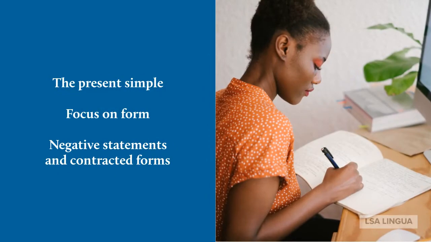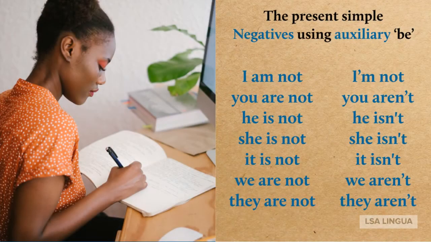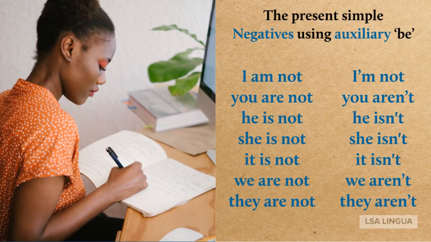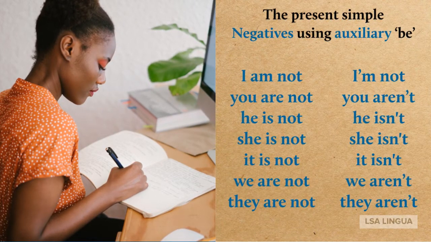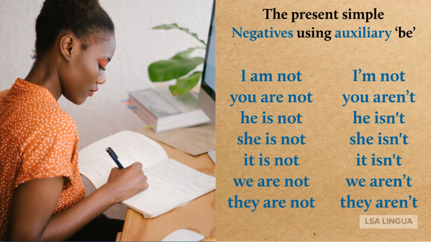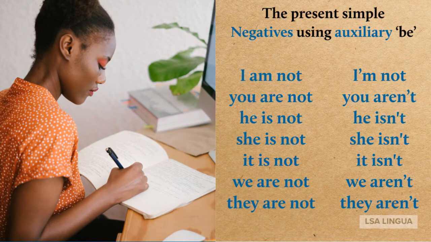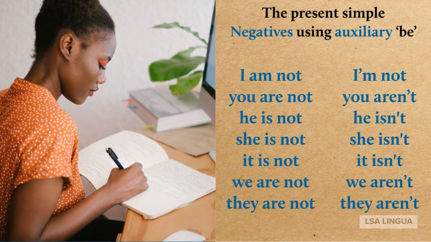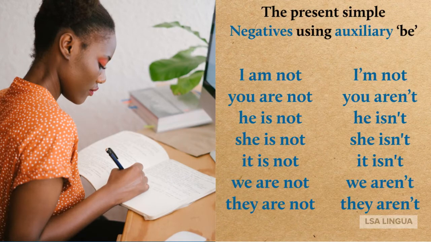Negative statements and contracted forms. I am not, I'm not. You are not, you aren't. He is not, he isn't. She is not, she isn't. It is not, it isn't. We are not, we aren't. They are not, they aren't.